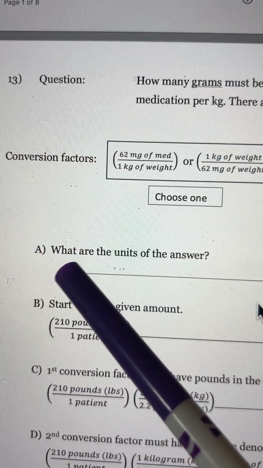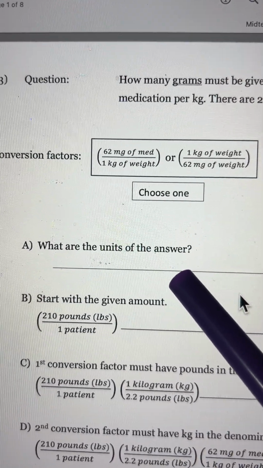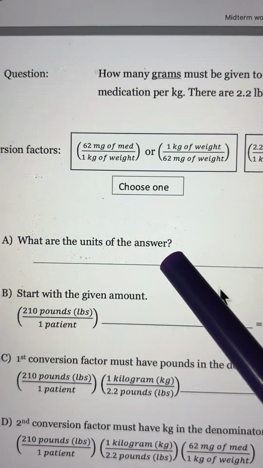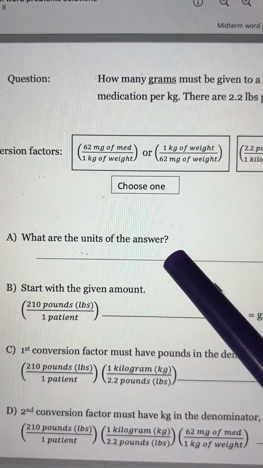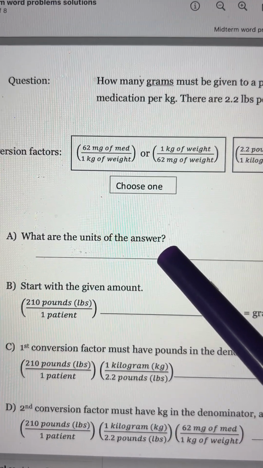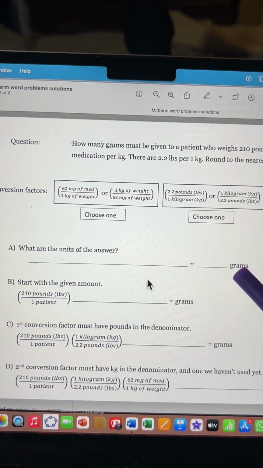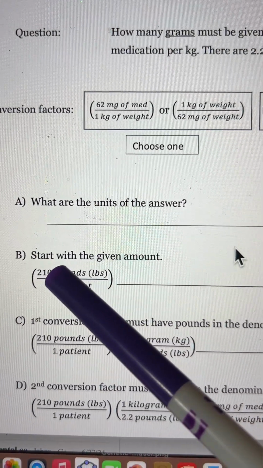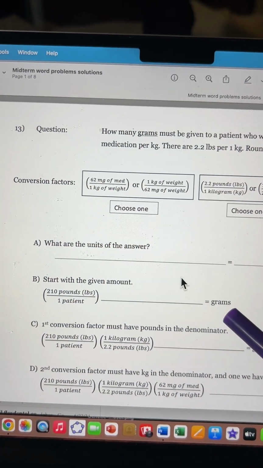So first step, what are the units of the answer? It truly is, that is the question. I've had so many students want to start it another way and whatnot. And you can, of course, but do this every single time and you'll get it right. That's what you do. That's the step. There's the word gram. So B, start with the given amount. That's what you do. And then gram.